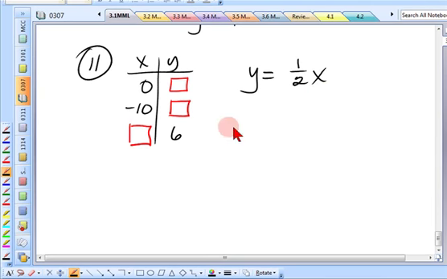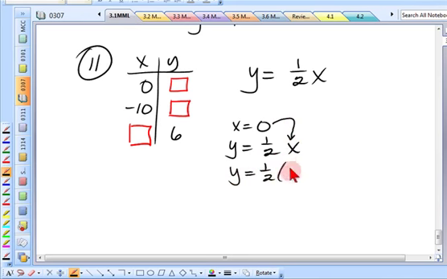Okay, first part, x is 0. The equation is y equals 1/2 x. So what are you going to do where? Put that 0 in for x. So y is equal to 1/2 times 0. And 1/2 times 0 is? 0. So that tells me that the origin, 0, 0, is a solution.